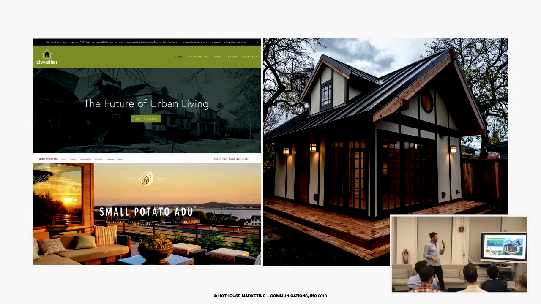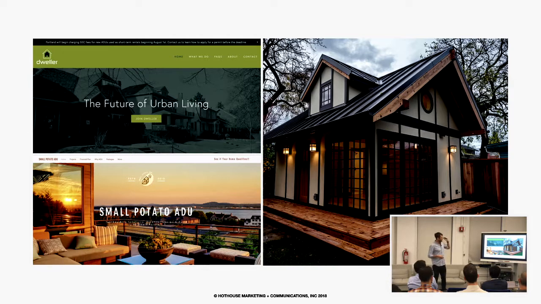Another great solution is ADUs. This is big on the West Coast. Accessory dwelling units. Like I said, 76% of the U.S. housing stock is single-family housing. So this is the house behind the house, and you can build on the lawn of a house.